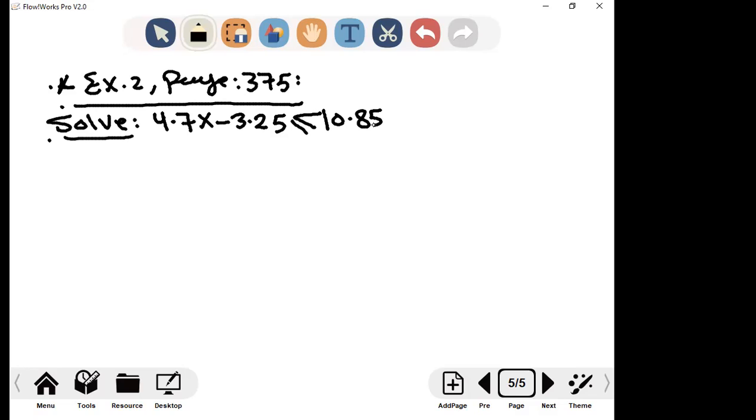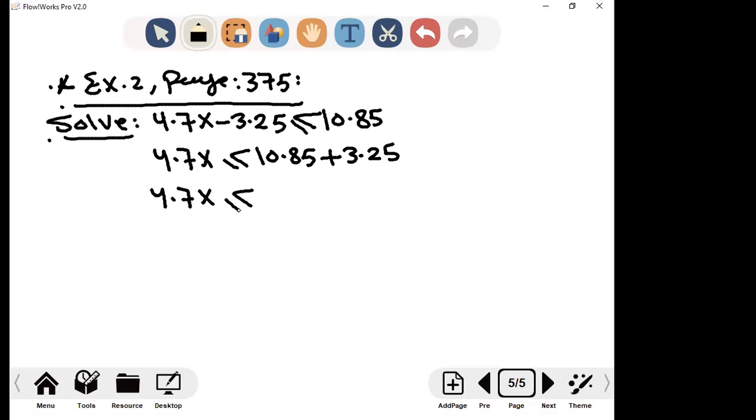So here, Rakan, what we will do the first step, which is we shift it to the other side, right? Yeah. So 4.7x less than or equal 10.85 plus 3.25. Now 4.7x less than or equal, here you have decimals, right?